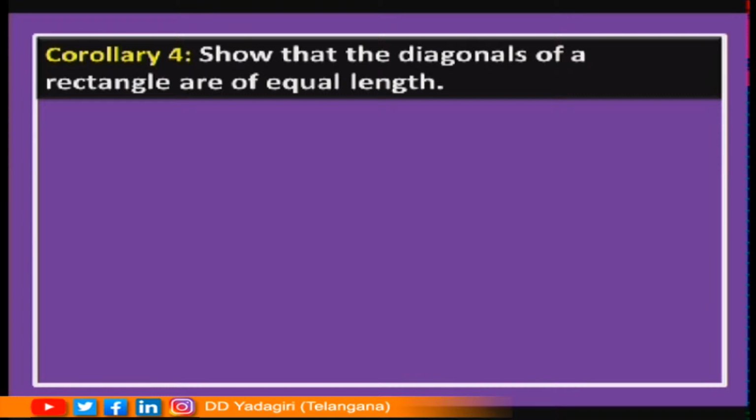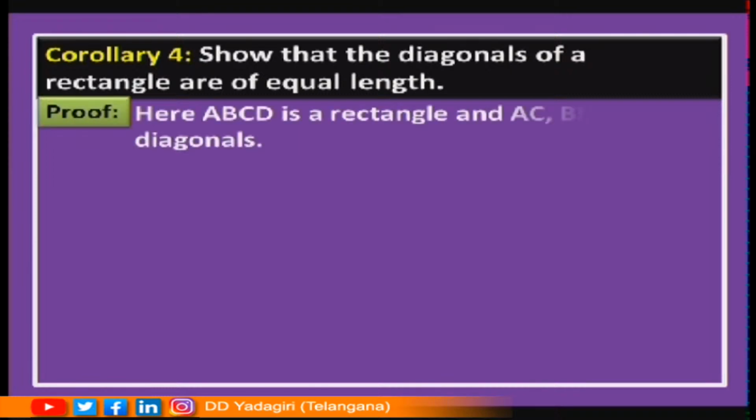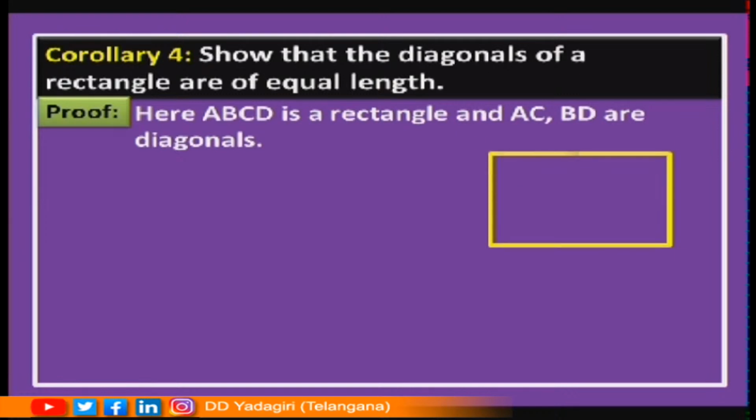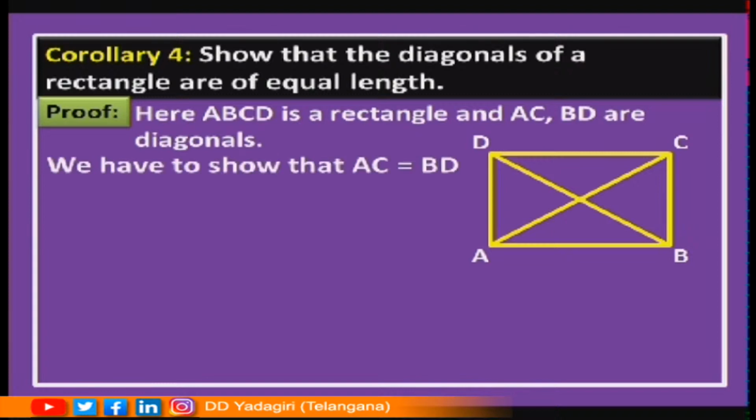Show that the diagonals of a rectangle are of equal length. So, let us see the proof, children. Let us consider a rectangle ABCD in which AC and BD are diagonals. And here what we have to show is that the lengths of the diagonals are equal. That means AC and BD both are equal. For that, we will consider triangle ABC and also triangle BAD. In these two triangles, AB is the common side.